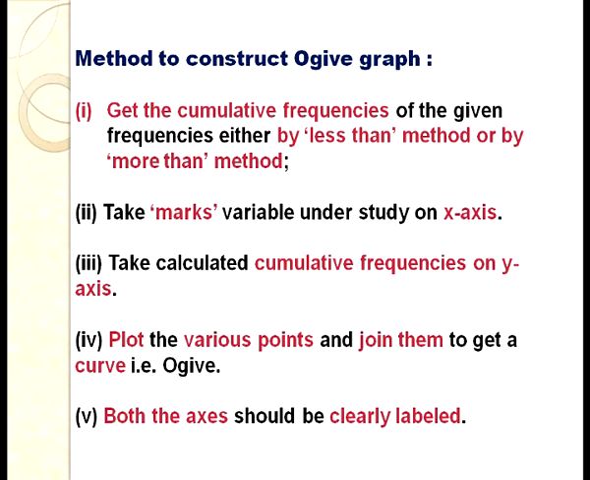When we go for less than or more than, the first step is to calculate cumulative frequencies. Then we take the marks, the variable under study, on the x-axis, and cumulative frequencies on the y-axis. Then plot the various points and join them to get the curve. For less than, plot the less than data; for more than, plot the data for more than, and you will get the curves. Both the axes should be labeled clearly.